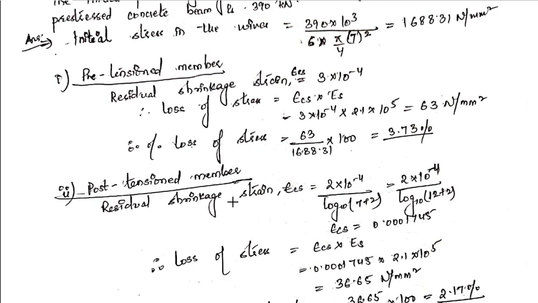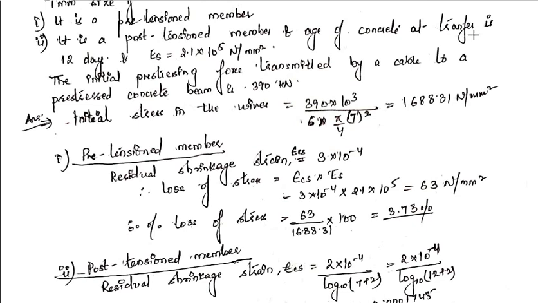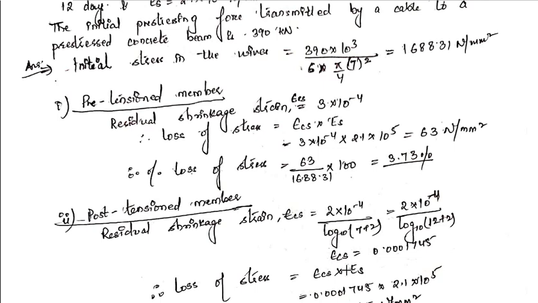Now let's come to the second part, in which we have to calculate the percentage loss of pre-stress due to shrinkage in the post-tension member. For the post-tension member, the residual shrinkage strain epsilon Cs is 2 into 10 to the power minus 4, divided by log base 10 of (t plus 2). t is the age of concrete at transfer of pre-stress, and it is given as 12 days, and the value of t is in days. So just put the values here. The value of epsilon Cs will come out to be 0.001745.